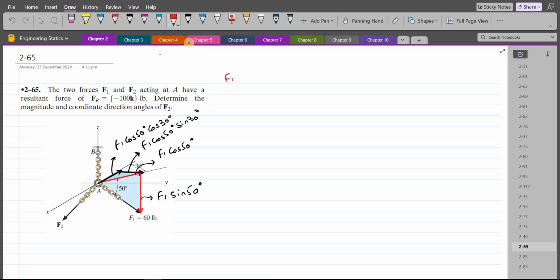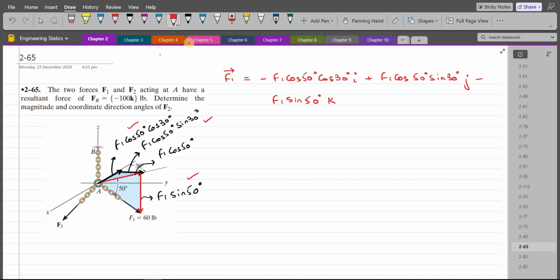So the F1 force in Cartesian vector form can be written as negative F1 cos 50 into cos 30. And why is it negative? Because it is acting in the negative direction. So negative F1 cos 50 into cos 30 i, plus F1 cos 50 into sin 30 j, minus F1 sin 50 k.